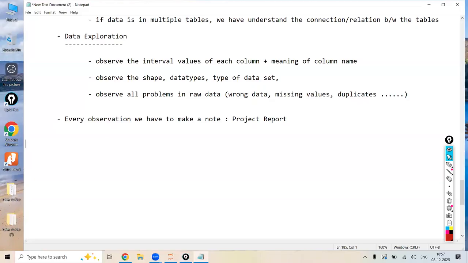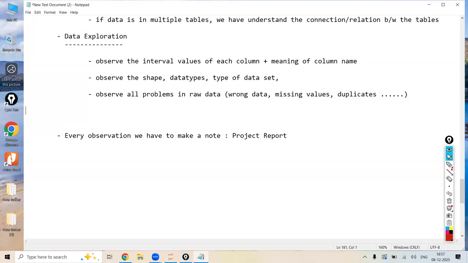After doing the data exploration, after observing all the problems in the raw data, you have to identify which columns are nominal variables and which are ordinal variables.